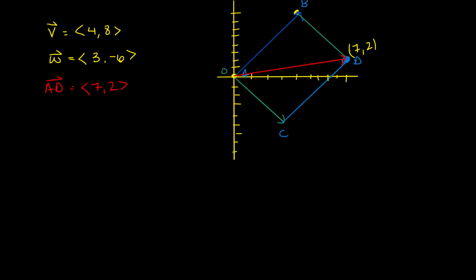All right, to solve this algebraically, because that's graphically, it's always great to look at our graphs. But to solve this algebraically, we have the vector V and the vector W. So the vector AD can be found algebraically by adding the components of V plus the components of vector W, or in other words, 4 plus 3, comma, 8 minus 6, and this will equal the vector AD, which will then equal 7, 2.